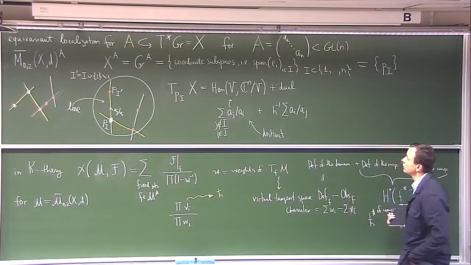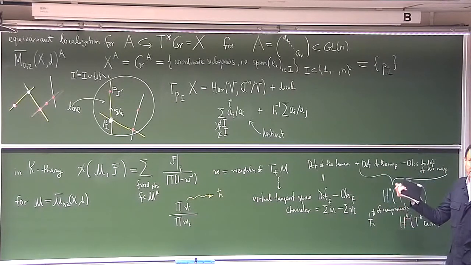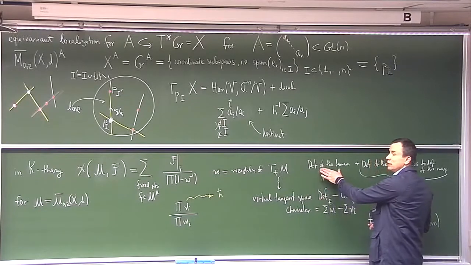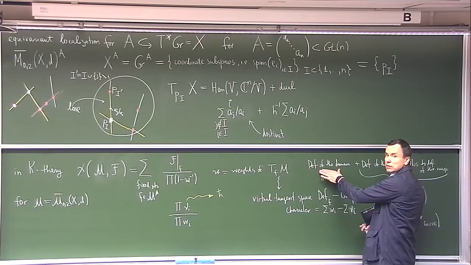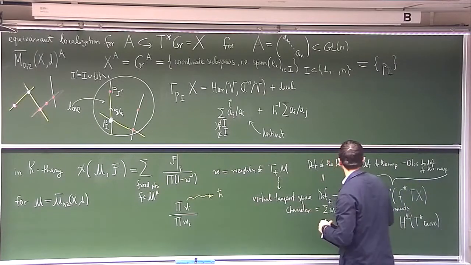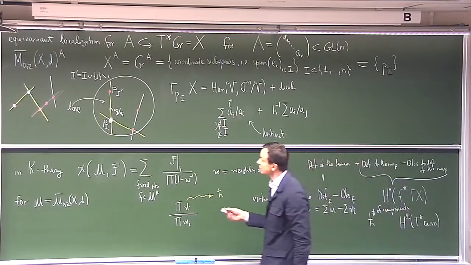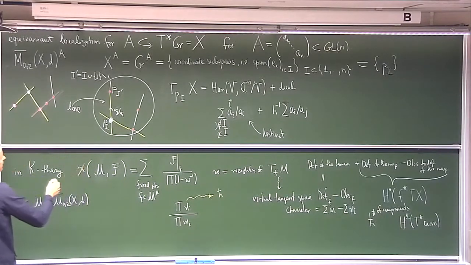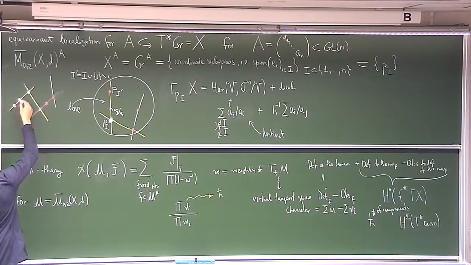And then you can ask, maybe this means that a curve can never break. But that is not true, because here you can get a power of h bar in the denominator. What is the deformation of the curve? The deformation of the source, if you have a nodal curve, is just the smoothing of a node.